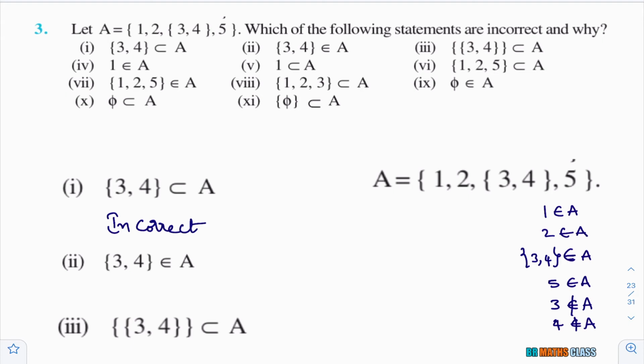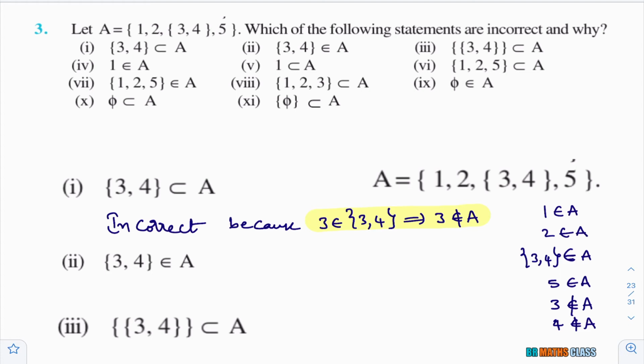Why are they asking here? You look here, they are asking why incorrect. Why means, because 3 belongs to this set 3 comma 4 implies 3 does not belong to set A. That is the reason. Because of this reason, we can say it is incorrect.